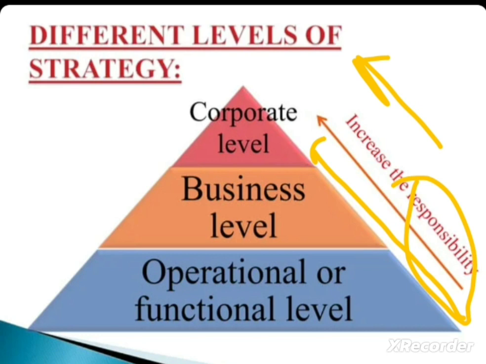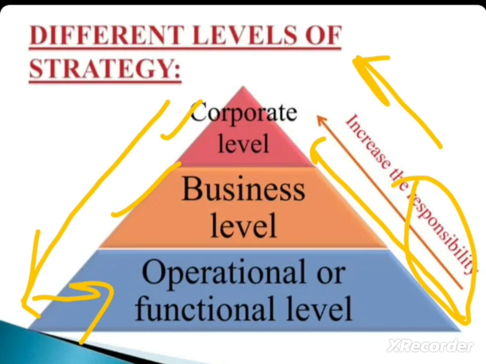And the implementation goes from top to down. So implementation of these strategies actually works at the operational or functional level. So whatever strategies are made at the corporate level or business level, they are implemented at the operational level or at the functional level. So all these strategies which are decided are actually implemented at the operational level or functional level of the business. So friends, from the next video onwards we will discuss all the strategies one by one.